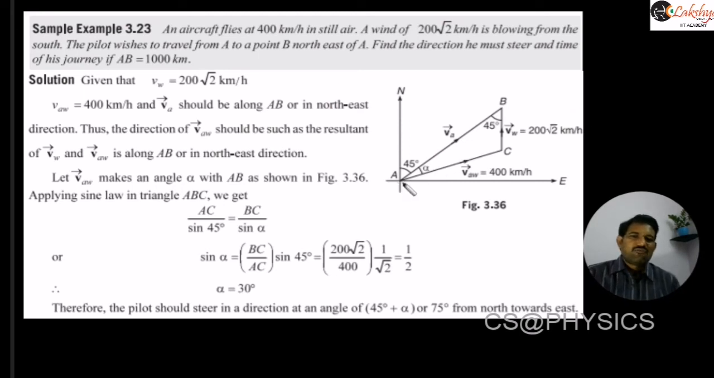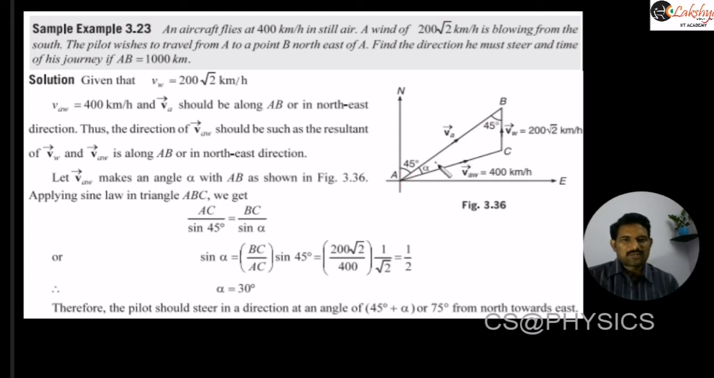So now observe this. Velocity of wind is along this direction, towards the north. So these are the directions we are representing here. This is east and this is north. Now velocity of wind is along this direction, and he wants to reach this point B here.